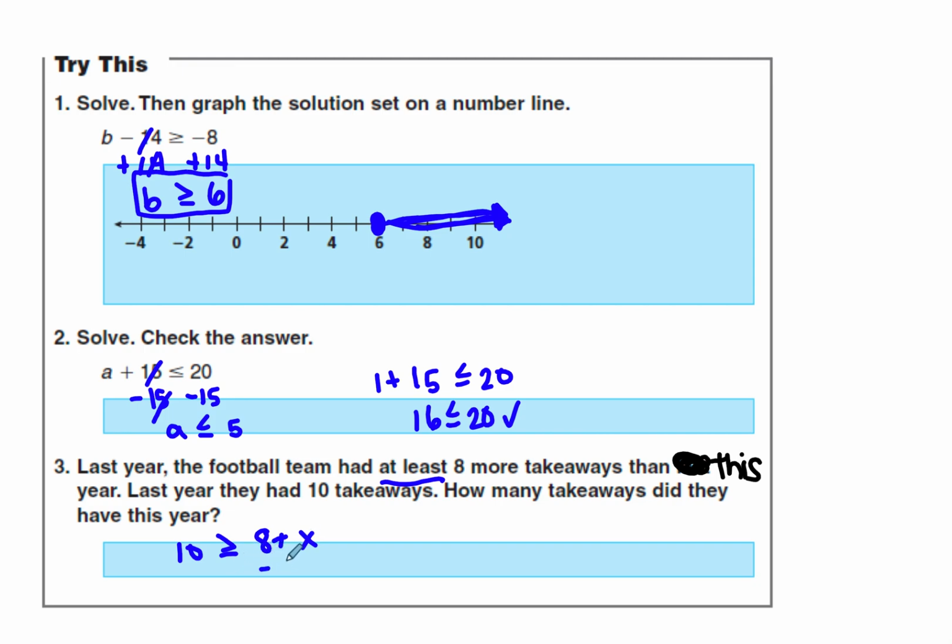Okay, so to get rid of that plus 8, we're going to subtract 8. 10 minus 8 is 2. So I have 2 is greater than or equal to x. Or if I wanted to flip-flop it to have the variable first, make it easier to graph, I could do that. I could flip-flop it and get x is less than or equal to 2. Mouth of the alligator is facing the 2. That is the larger value.